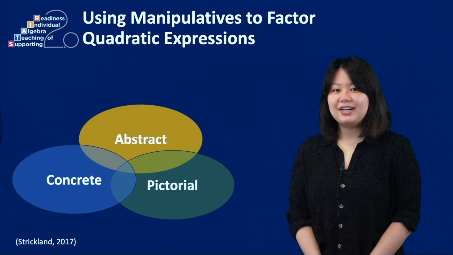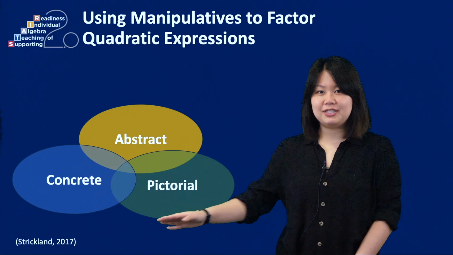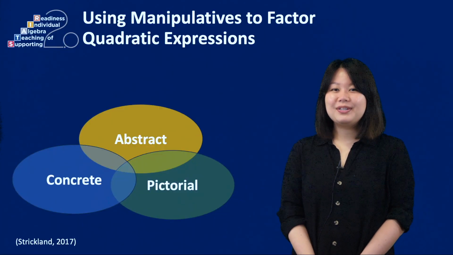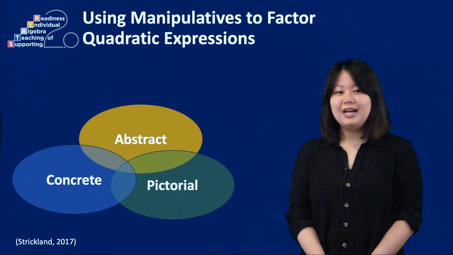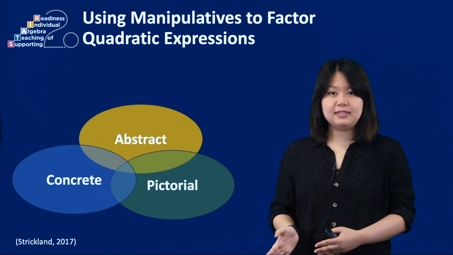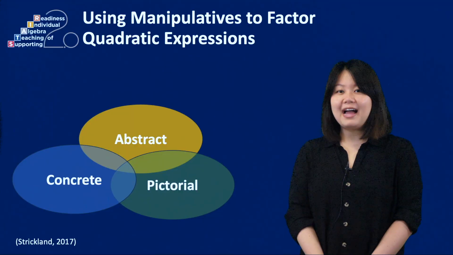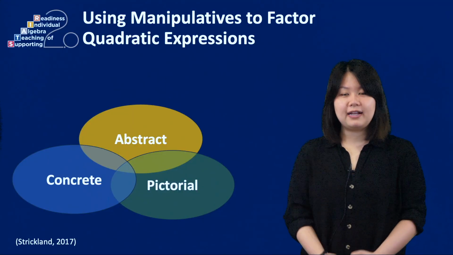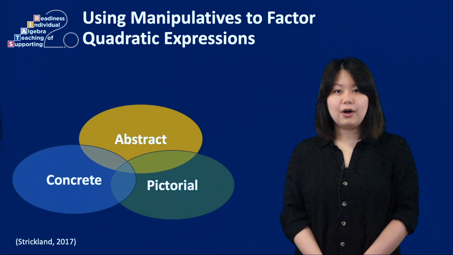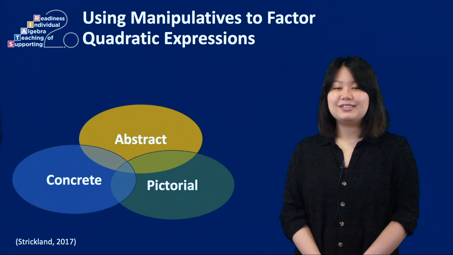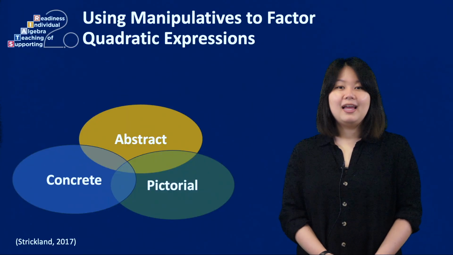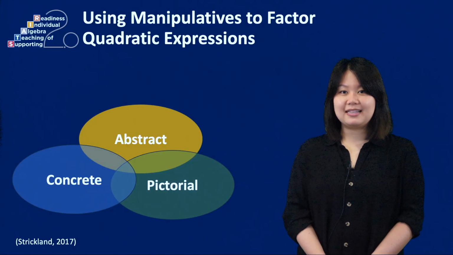As you can see, there are 3 types of mathematical representations: concrete, pictorial, and abstract. According to Strickland's 2017 article, these 3 types of representations are not meant to be used in a specific sequence or hierarchy. In fact, they can be used interchangeably and flexibly. The goal essentially is to help students become proficient in using all 3 types of representations and to solve problems using any of these types of representation that makes the most sense to them. And this can help students with learning disabilities as well.